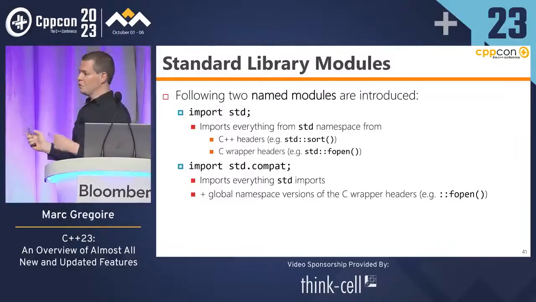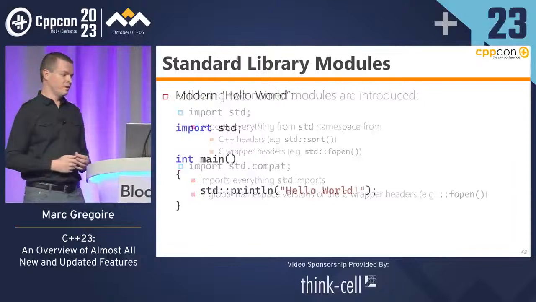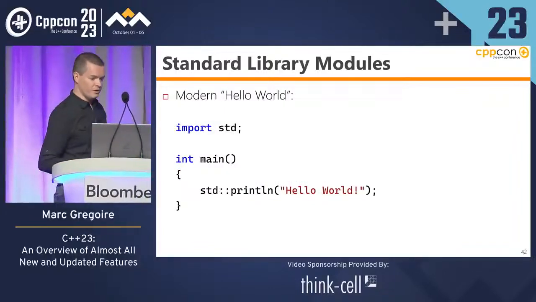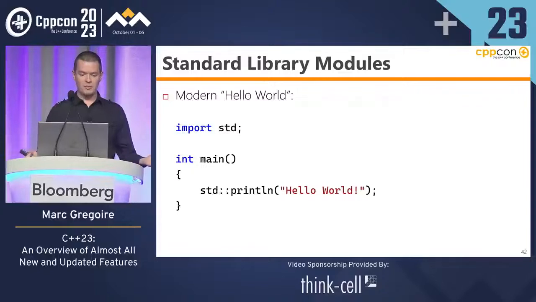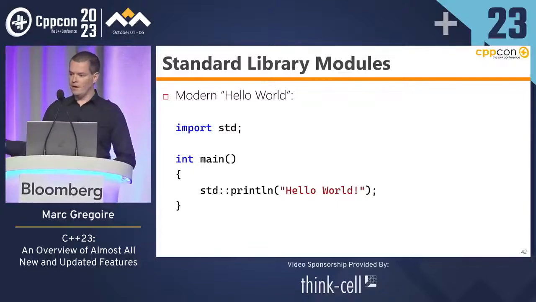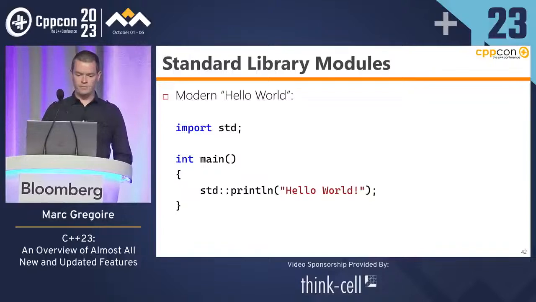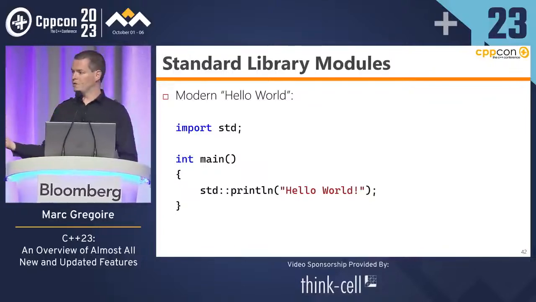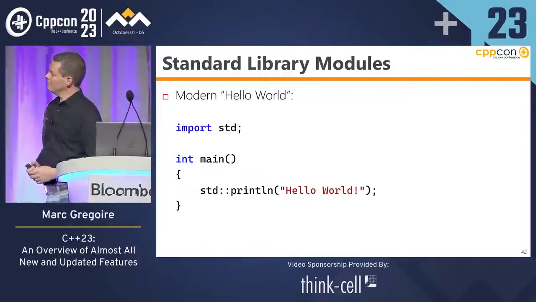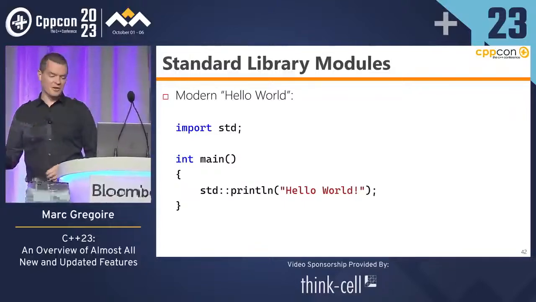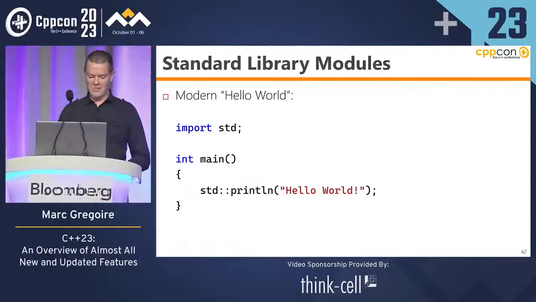So this, combined with the print and the println that I explained before, I think this is now the new modern way of writing hello world in C++. You simply do import std, and you use println to print your string. So with C++23, we changed half of the lines of our hello world program, but I think it's much more clear what is happening here.